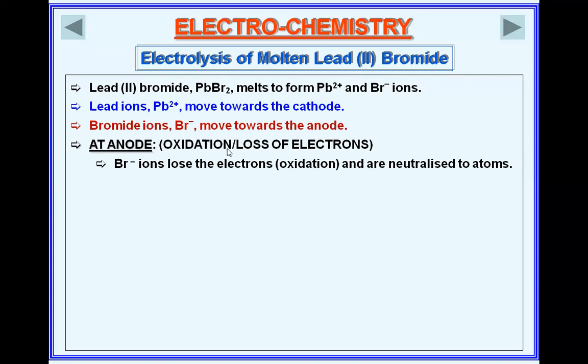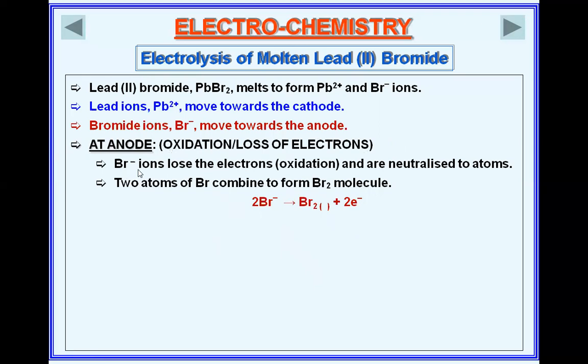At the anode, oxidation takes place: loss of electron is observed, and an increase in oxidation number. So bromide ions lose electrons, oxidation, and are neutralized to bromine atoms. Then bromine atoms combine together and produce bromine molecules. Before the reaction, the bromine charge is -1 and afterwards 0. -1 is less than 0; 0 is greater than -1. That is why there is an increase in oxidation number, which is the result of loss of electrons.